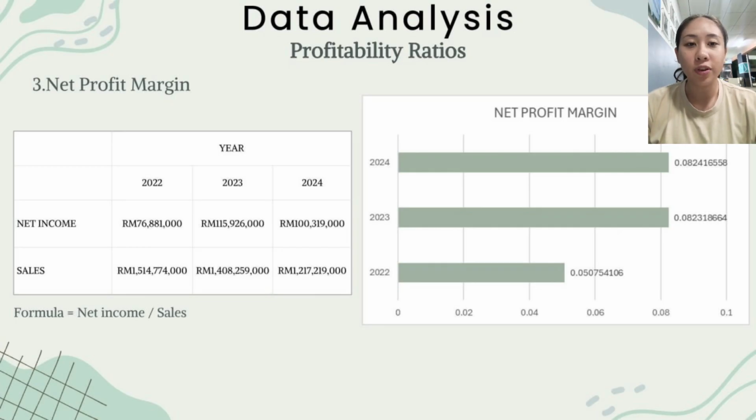Next is the net profit margin. The formula to compute net profit margin is the net income divided by the sales. As we can see in the graph, the net profit margin for 2023 and 2024 are very similar. For net profit margin, the higher amount is the better. For 2023 and 2024, 8.2% income is generated from each ringgit of sales.